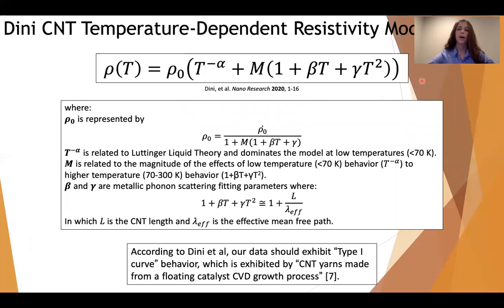Next, I use the Dinny model for resistivity. In the Dinny paper, they explain that there are 2 different types of curves. There's a type 1 curve and a type 2 curve. Based on the literature, I assume that our CNT data will most likely model a type 1 curve, since it fits into the group of CNT yarns made from a floating catalyst CVD growth process.